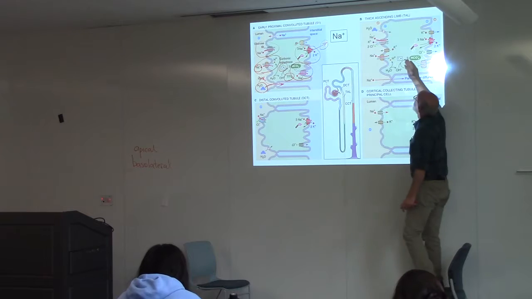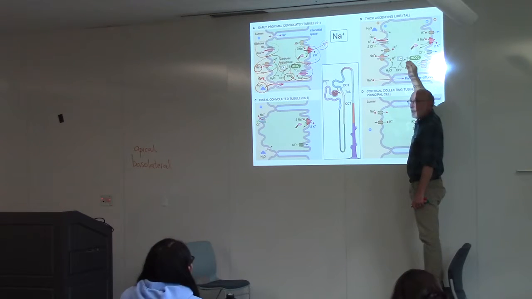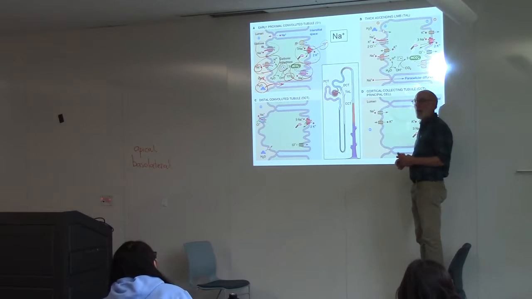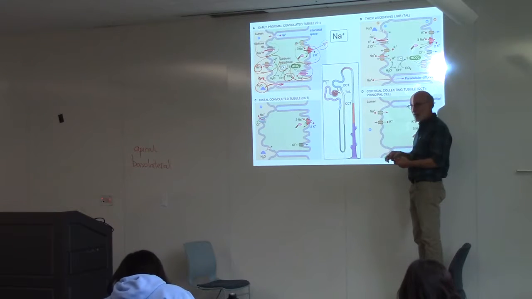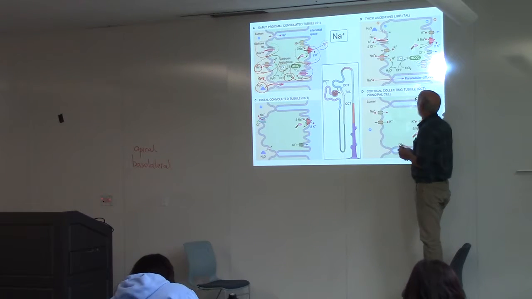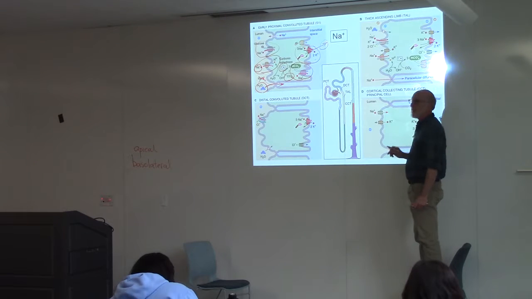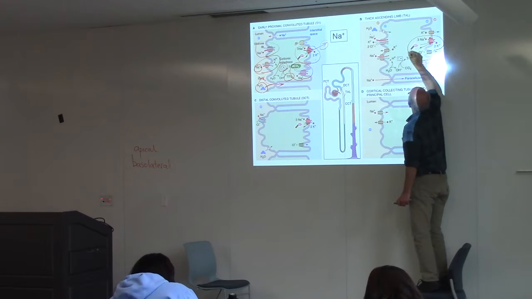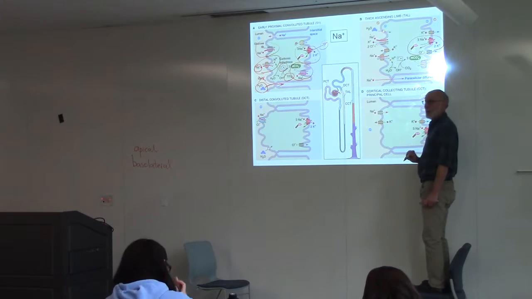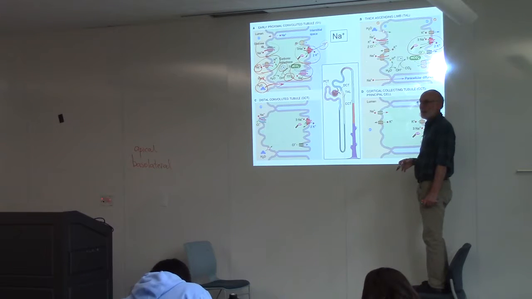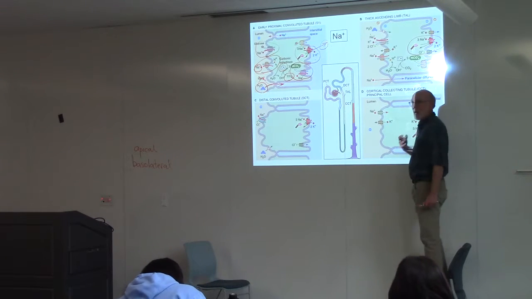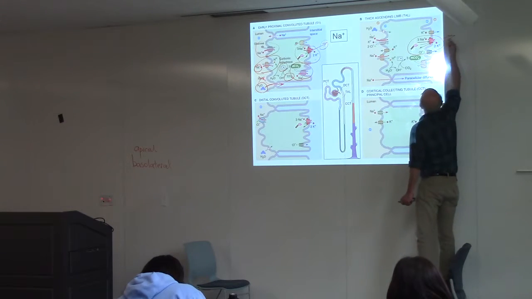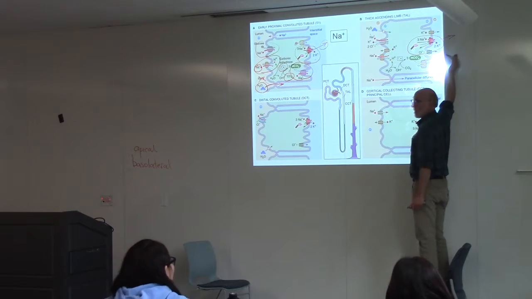Let's go to the ascending limb of the loop of Henle. 25% of the sodium and 0% of the water is going to get reabsorbed here. What do we need to know? What is this? Sodium potassium ATPase. Hydrolyzes ATP, pumps sodium out from the lumen to the peritubular space.